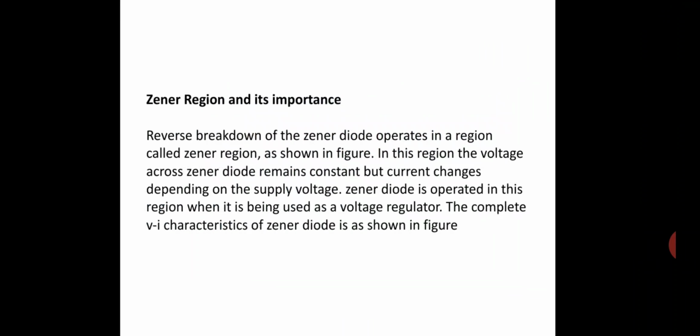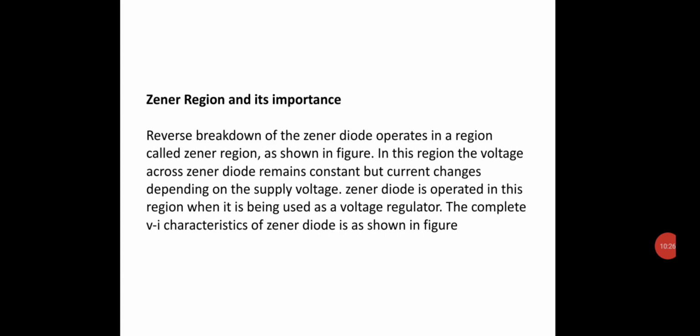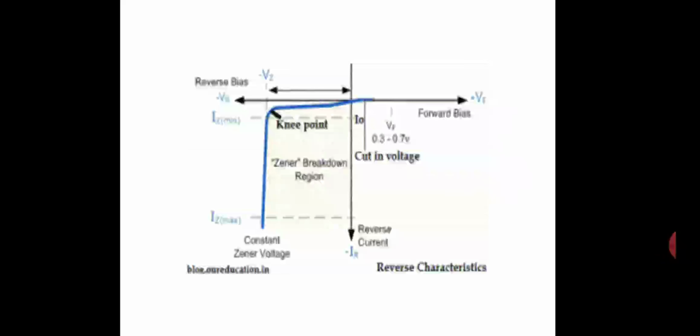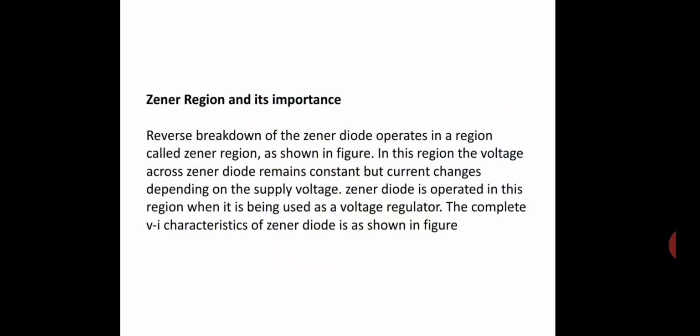What is the Zener region and its importance? The reverse breakdown region of the Zener diode is called the Zener region. In this region, the voltage across the Zener diode remains constant, but the current changes depending on the supply voltage. The Zener diode is operated in this region when it is being used as a voltage regulator.